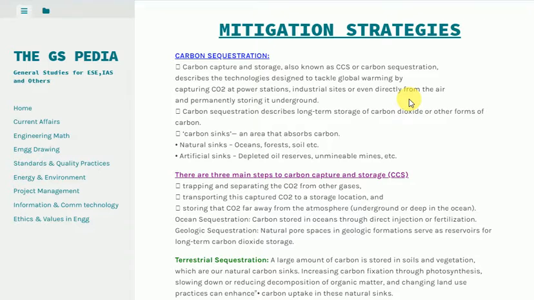Carbon capture and storage, also known as CCS or carbon sequestration, describes the technologies designed to tackle global warming by capturing CO2 at power stations, industrial sites, or even directly from the air, and permanently storing it underground. Carbon sequestration describes long-term storage of carbon dioxide or other forms of carbon.